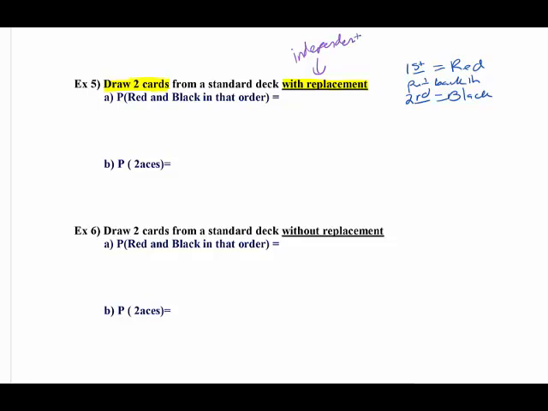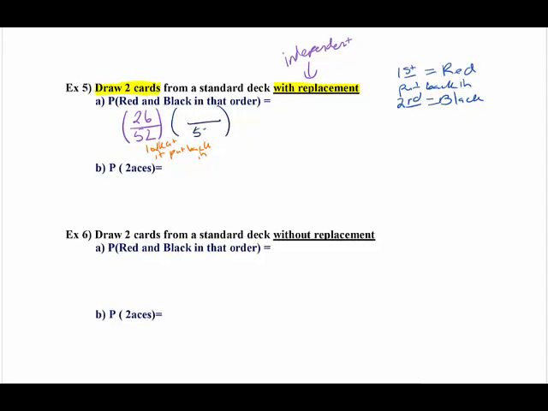So the probability that the first card is red is 26 out of 52. I look at that card, and then I put it back in. So how many cards do I still have in the deck? I put the card back in. I have 52 choices because I put it back in. And out of those 52, how many of them will be black? Half of the deck. Key for more than one pick with an and is you're multiplying these together.